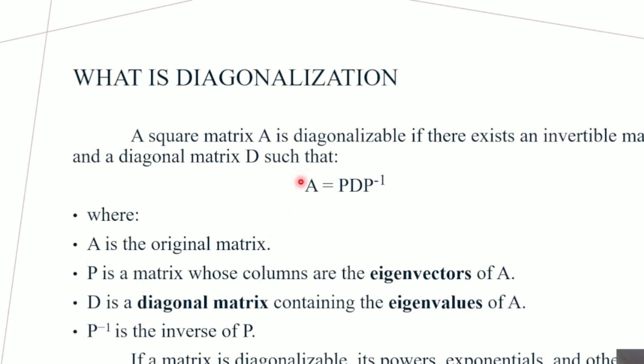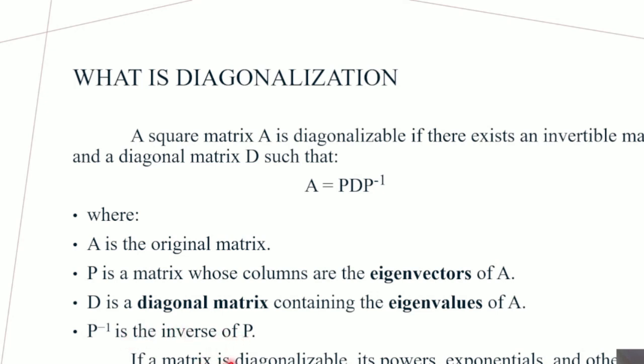original matrix. P is a matrix whose columns are the eigenvectors of A. D is a diagonal matrix containing the eigenvalues of A. P^-1 is the inverse of P.